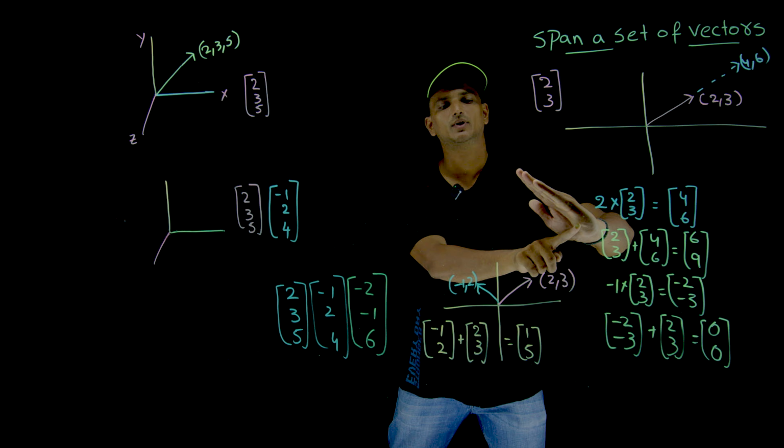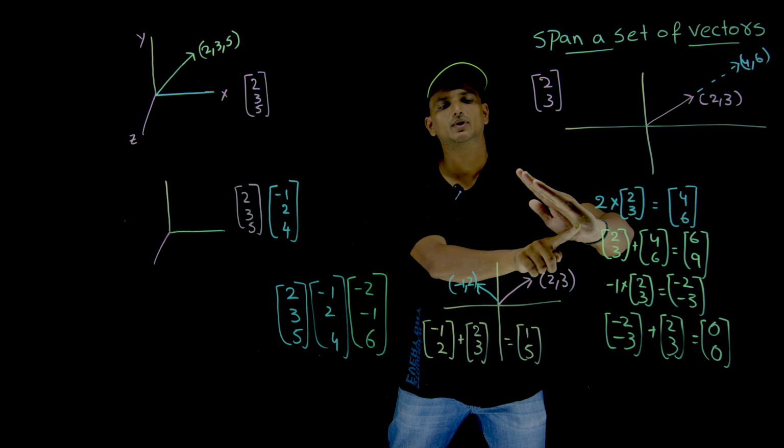Now let's try to understand what is meant by span a set of vectors. In our last class we discussed adding a scalar to a vector, multiplying a scalar to a vector and adding two vectors. What will happen? The graphical intuition we already provided in our previous class. Please watch that class and come back here. The link for the playlist is provided in the description below.